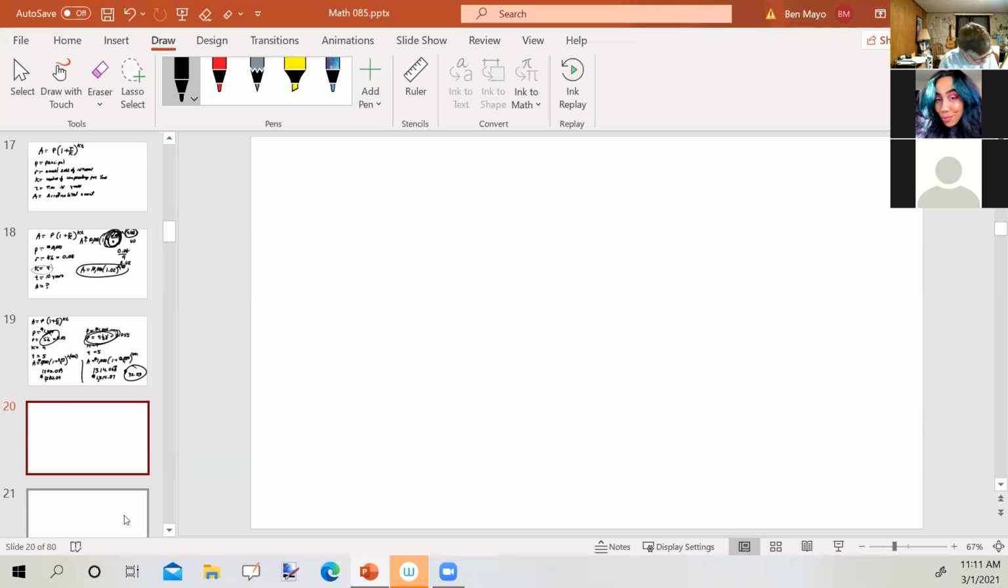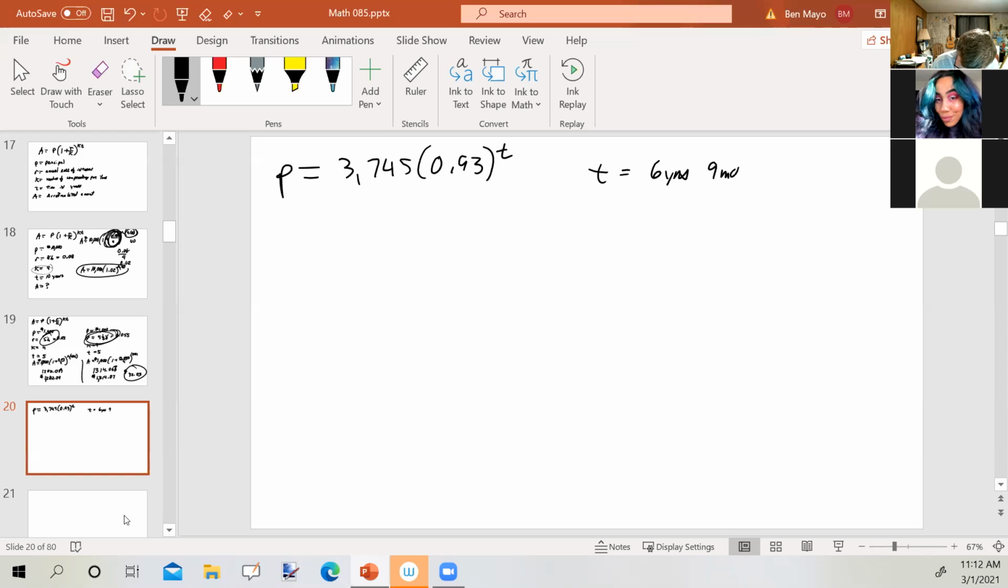Okay. This problem says population growth. The population of North Rivers is decreasing. That's odd. It said population growth, but it's decreasing exponentially according to the formula P equals 3745 times 0.93 to the T power, where T is measured in years from the present date. Find the population in 6 years, 9 months. So time equals 6 years, 9 months.